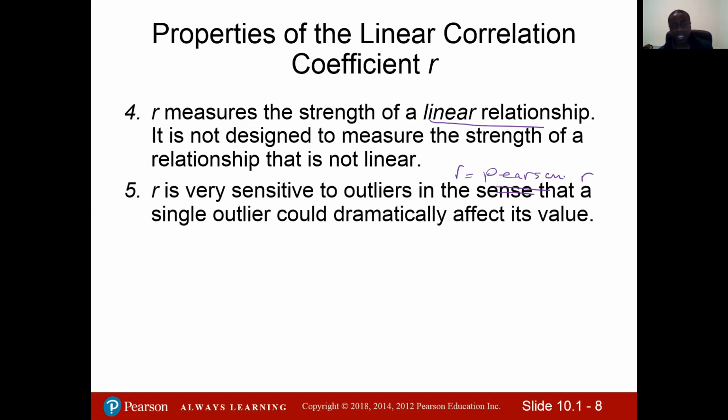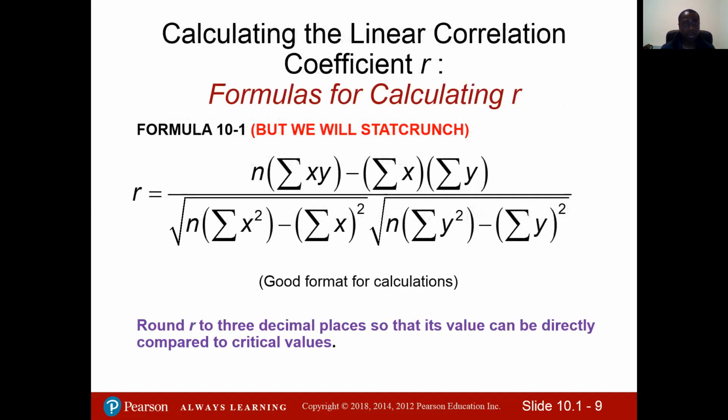And then R is very sensitive to outliers. When you have outliers, you can change the value of R, and that is why sometimes we handle the outliers by deleting them if it's justified. Now, there's a formula for finding the correlation coefficient, the Pearson, which is that. We are going to use StatCrunch to do this, so I'm not going to show you how to do that, but I'm bringing it up for your information. What these symbols mean is explained in the next few slides, I think the next two.